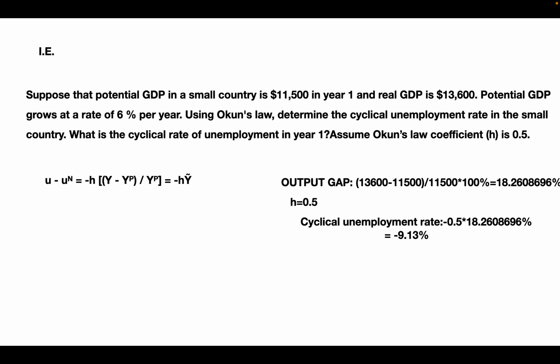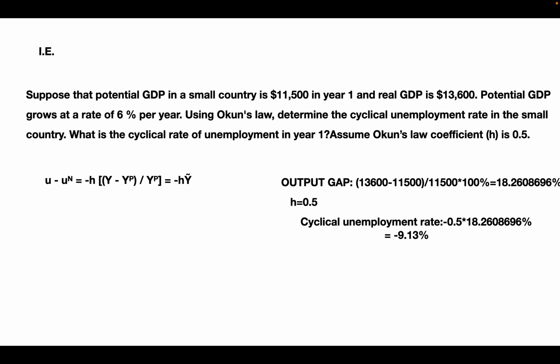Suppose that potential GDP in a small country is 11,500 in year 1, and the real GDP is 13,600. Potential GDP grows at a rate of 6% per year. Using Okun's law, determine the cyclical unemployment rate in the small country. What is the cyclical rate of unemployment in year 1? Assume Okun's law coefficient, which is H, is 0.5.